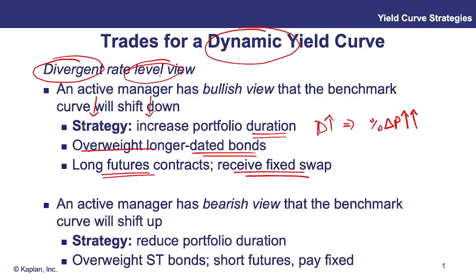You'd go overweight longer dated bonds, or you would go long futures contracts, or receive fixed under a swap. So we've said this before as well. Duration is carried by the fixed leg. We met duration when we got into fixed income. So if you want to increase duration, when rates go down, you need to receive fixed.